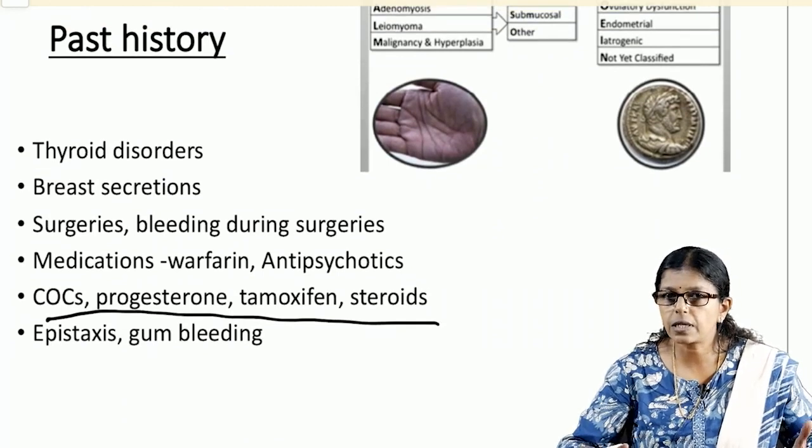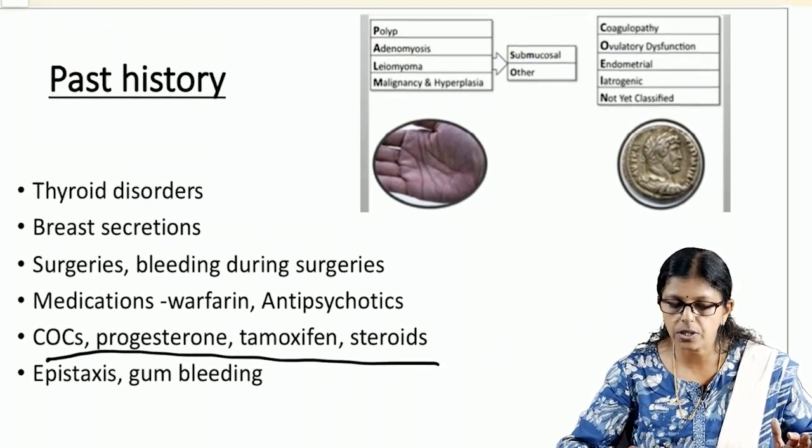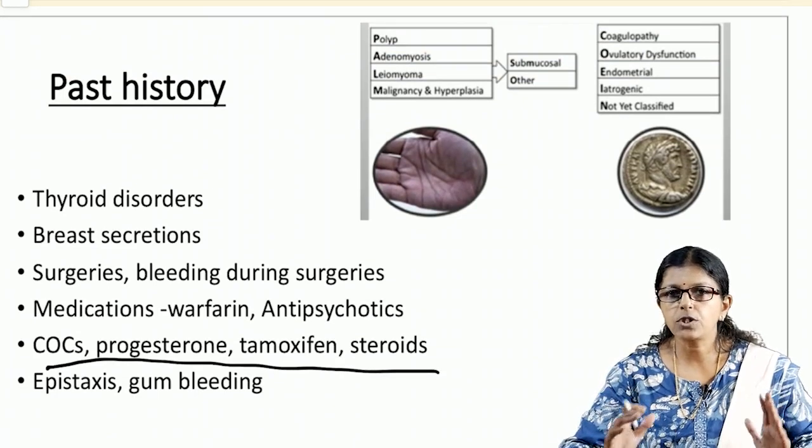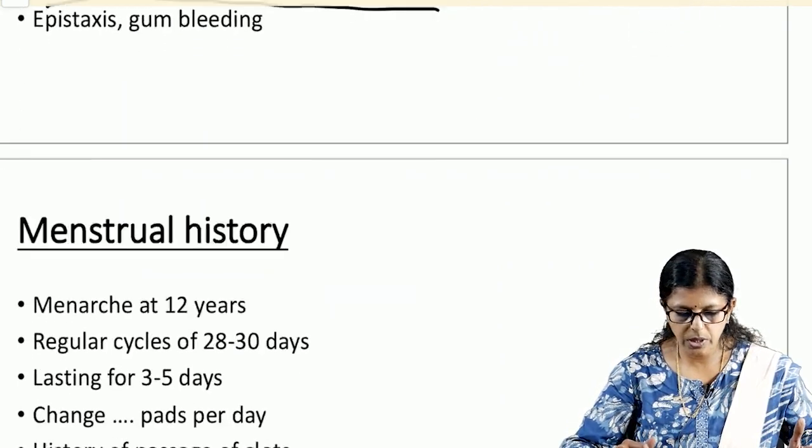History of epistaxis, gum bleeding. So this is the past history that you have to take, and each time you're looking at PALM-COEIN and thinking in each of these what is the past history that you need to take.